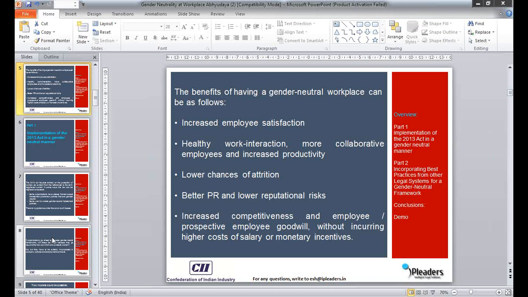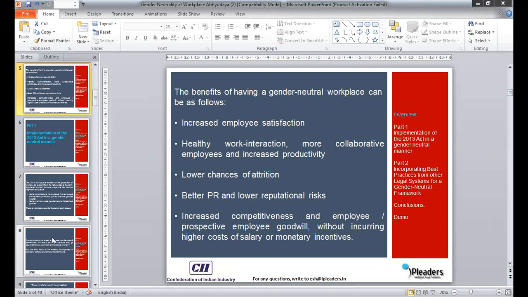So let's look at the benefits that can be there in case there's a gender neutral workplace. This is the moral, or the organizational or strategic reason why we can and should look at gender neutral workplaces.